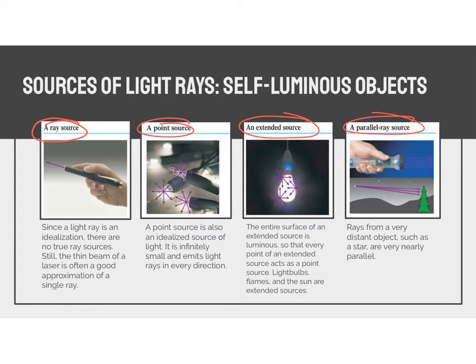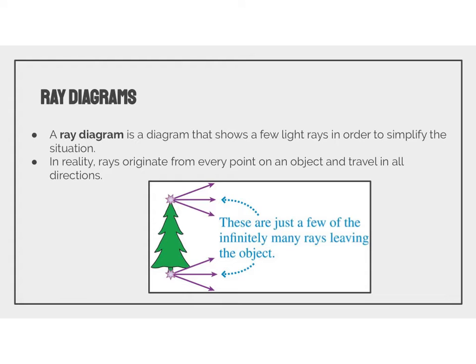So we can use all of these to help us understand what's going on with light, but we're going to focus on kind of like the ray source and a little bit of the parallel ray source when we get into drawing our ray diagrams, which we're not really going to do, but we're going to watch a couple of videos that get into it. So ray diagrams is a diagram that shows us light rays in order to simplify the situation, and so we can understand what happens with an image that's being formed. In reality, there's an infinite amount of these rays, but we focus on just a couple to help us understand the basics of what's going on with image formation, which is the point of doing ray diagrams.